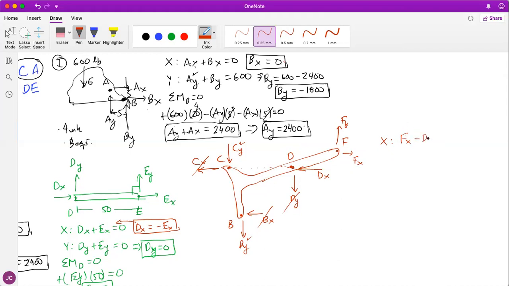So that means minus dx, and then what else? So cx, no. Okay, so equals 0. This means that fx equals dx. Still not very useful, but so far it's a good thing to know. Why? Fy going up, this guy doesn't count, this guy doesn't count, and I already have this thing and I already have this guy. So let's just go again for that one.